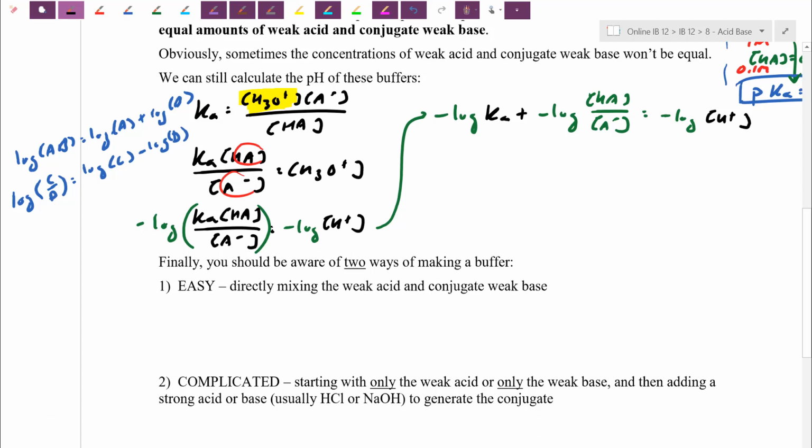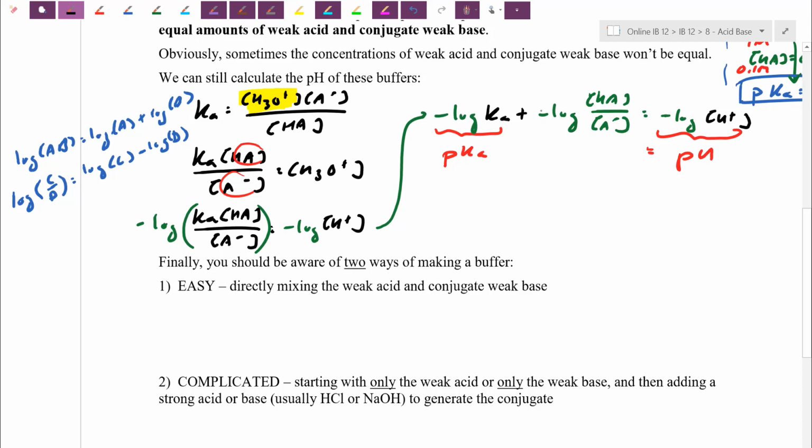And now what I'm going to do is simplify some of these terms here. Well, hey, this is negative log of something, so this one here can be called pKa. This is negative log of H plus, well that there is pH. If you want to find the pH, earlier it was just equal to pKa, but this time because the concentrations aren't equal, there's a slight correction term here.